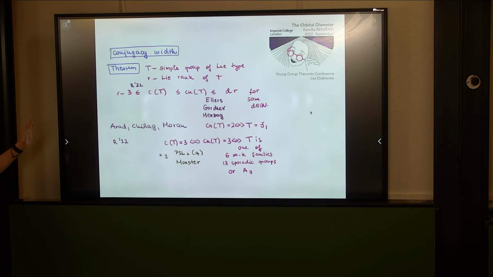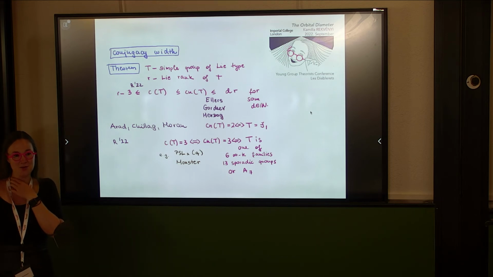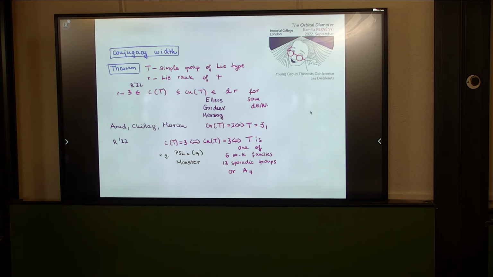So we have this theorem that if T is a simple group of Lie type, and r is the Lie rank of this group, then Ehlers, Gordeev, and Herzog showed that the covering number of T is bounded above by dr for some d in the natural numbers. And I showed that the conjugacy width is bounded below by the rank minus 3. And in fact, for most of the groups, it's actually usually even the rank that is a lower bound, but r minus 3 just works for all of them.